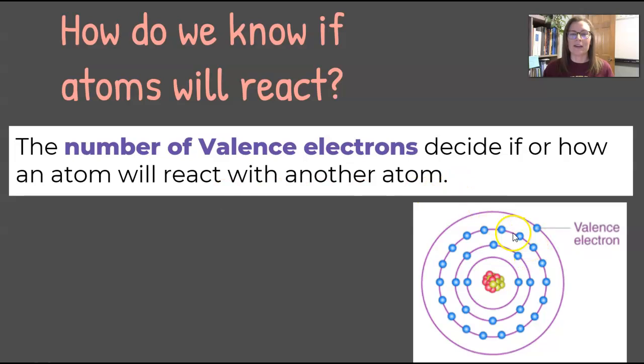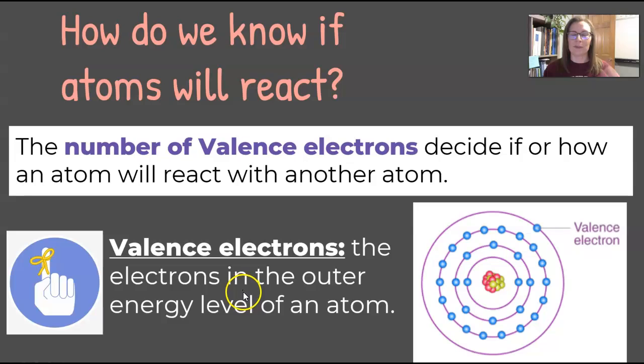So here's a Bohr model that shows us an element that has one valence electron. All right, so remember, this was our definition from last week. A valence electron is the electron or electrons in the outer energy level of an atom. So this is our valence electron for this atom.